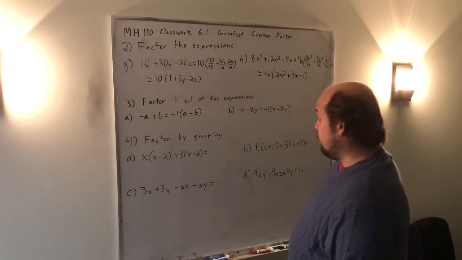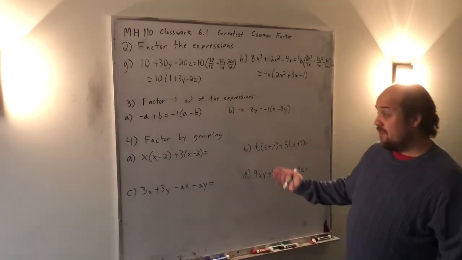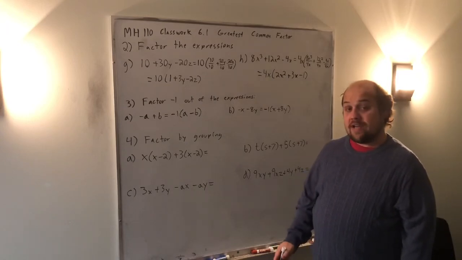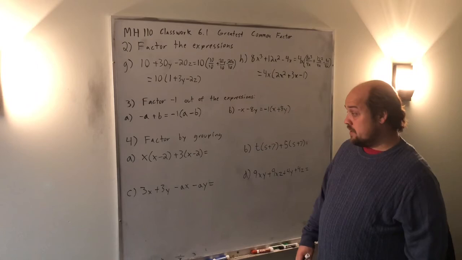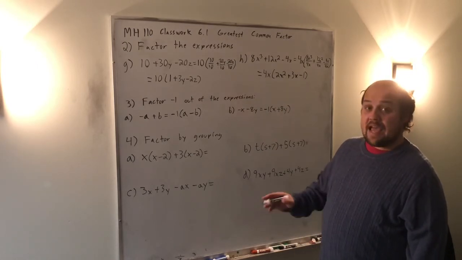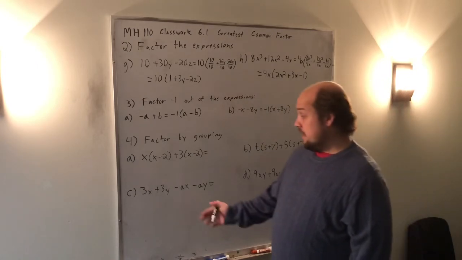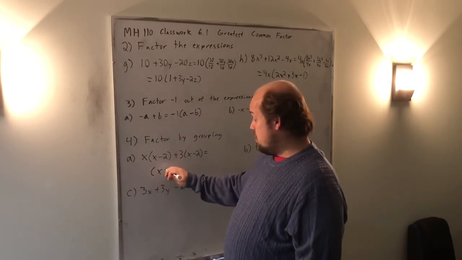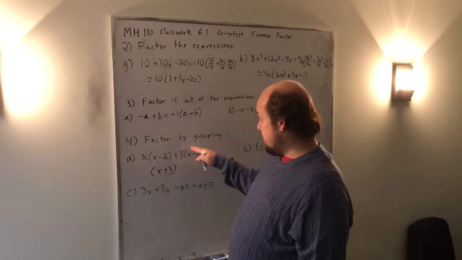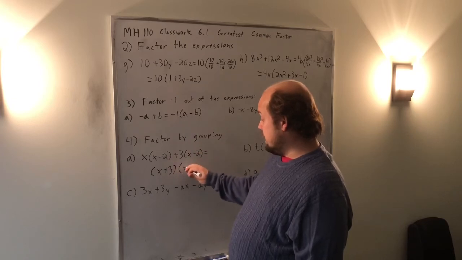When I factor by grouping in these first 2 problems, they've done the hard work for me. They've already determined what makes 2 parentheses the same afterwards. So all I have to do is say outsides times insides. In other words, x plus 3, the thing on the outside, times x minus 2, the repeated inside factor.